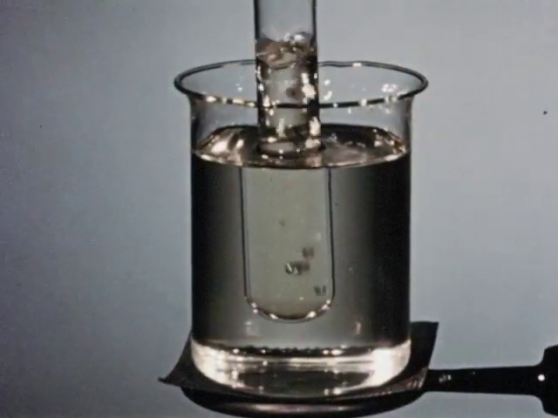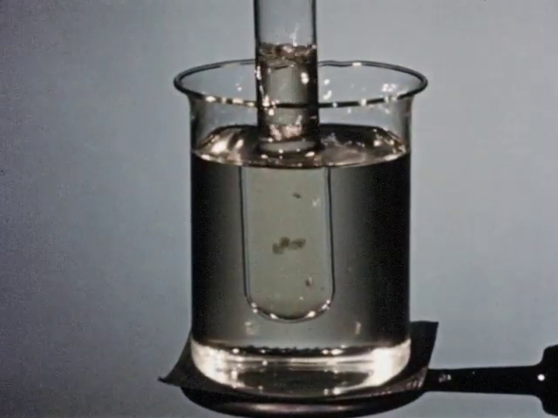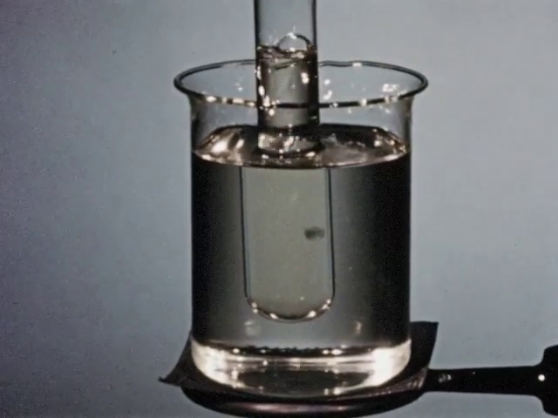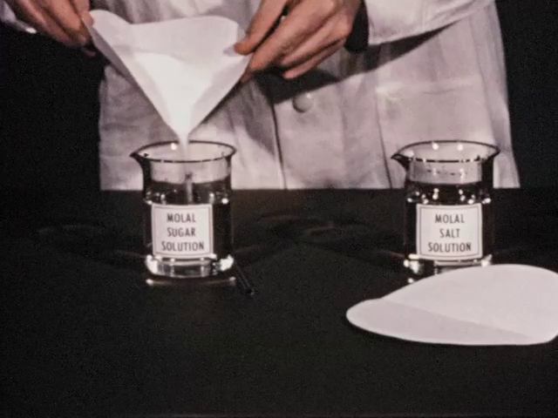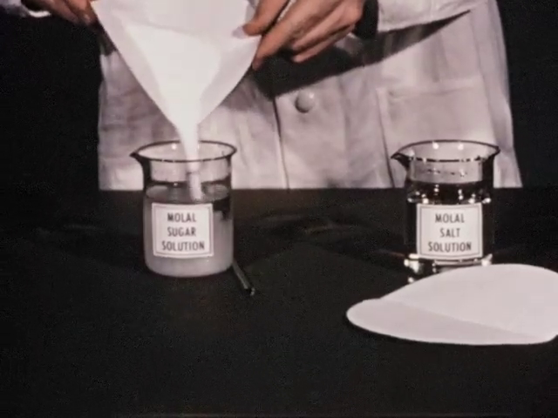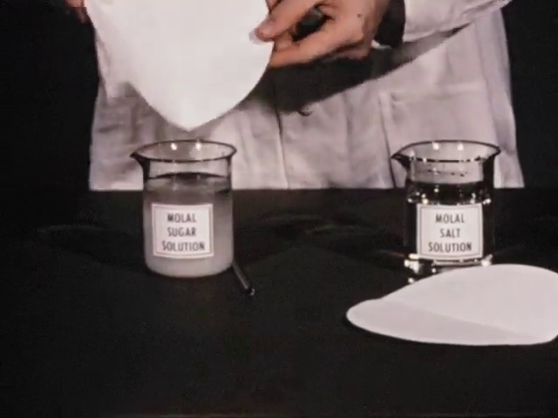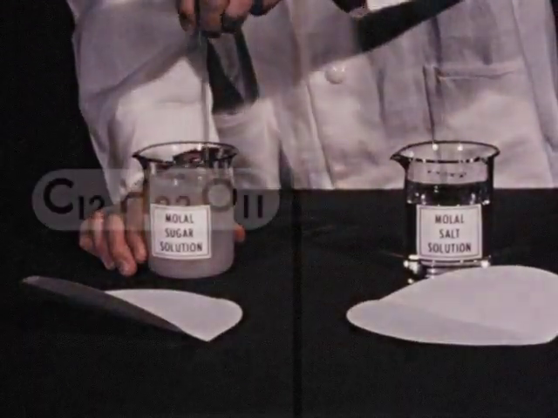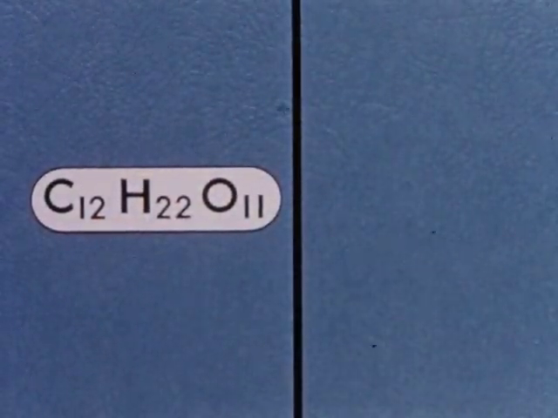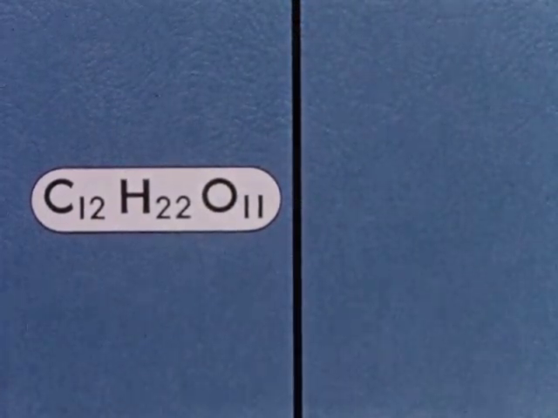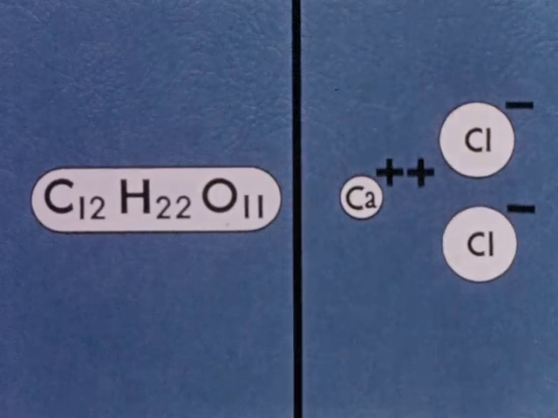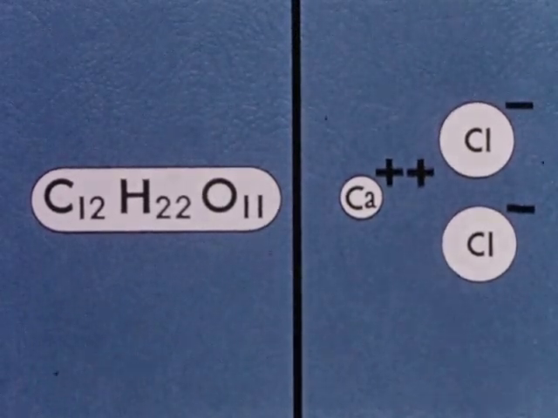The abnormal effect on freezing and boiling points by electrolytes can be explained by ionization. All molal solutions contain the same number of molecules. When solutions of sugar and calcium chloride are prepared, for each molecule of sugar, there is only one particle in solution. But for each so-called molecule of calcium chloride, 3 particles are actually present.